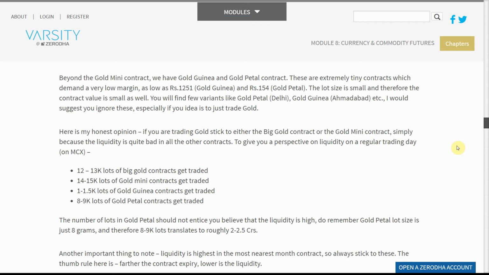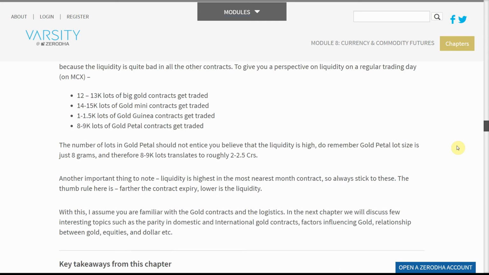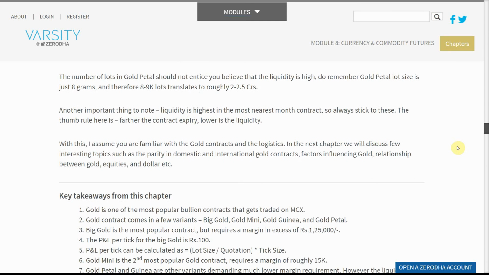14 to 15K lots of Gold Mini contracts get traded. 1 to 1.5k lots of Gold Guinea contracts get traded. 8 to 9k lots of Gold Petal contracts get traded. The number of lots in Gold Petal should not entice you to believe that the liquidity is high. Do remember Gold Petal lot size is just 8 grams. And therefore 8 to 9k lots translates to roughly 2 to 2.5 crores.